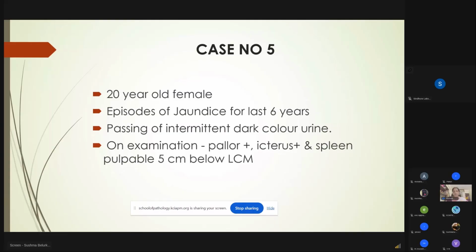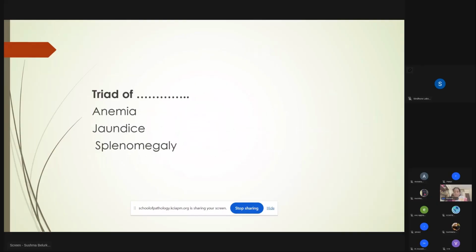Okay, so looking at the history, I think the PGs who are attending the session, you can all type what the history suggests. I'm not able to see the chat, so I will directly move to the next. So there is a triad of anemia, jaundice, and splenomegaly in this patient. So what does it indicate? It indicates hemolytic anemia.